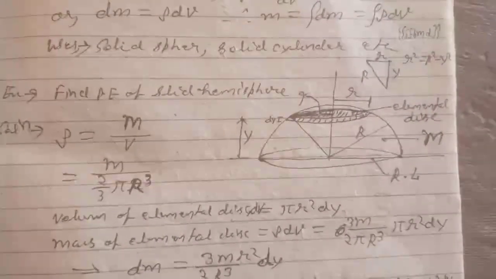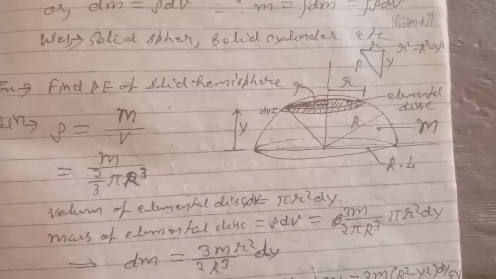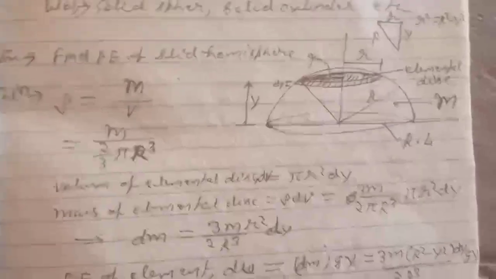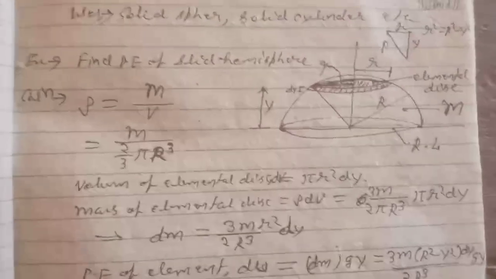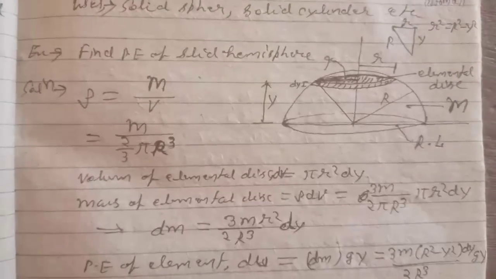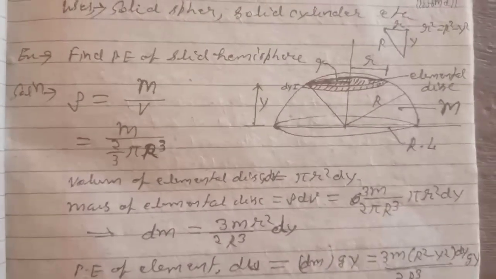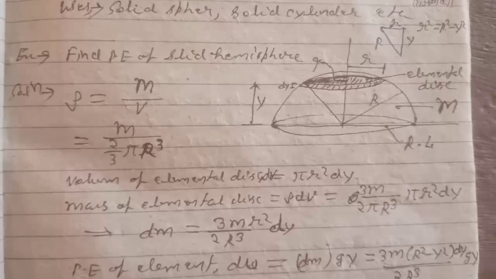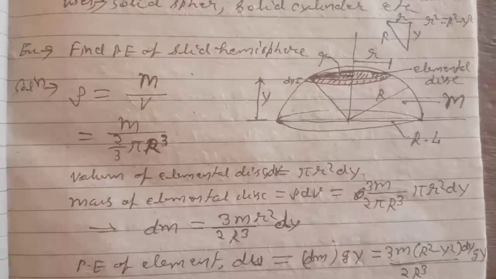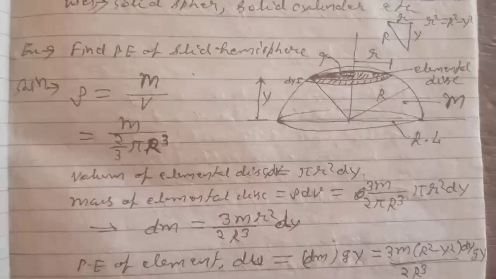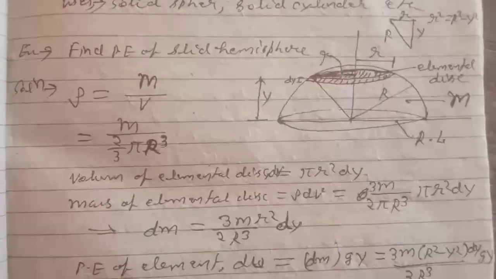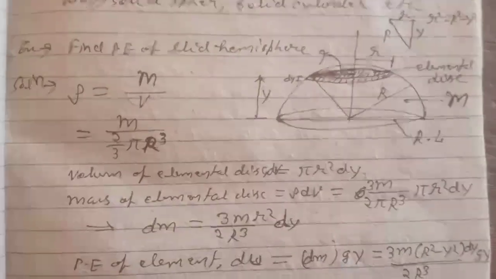Find the potential energy of the solid hemisphere as shown in the figure. We have rho equals m by v, and the volume of the hemisphere is 2 by 3 pi r cube, because the sphere has volume 4 by 3 pi r cube. So the half sphere has volume 2 by 3 pi r cube.